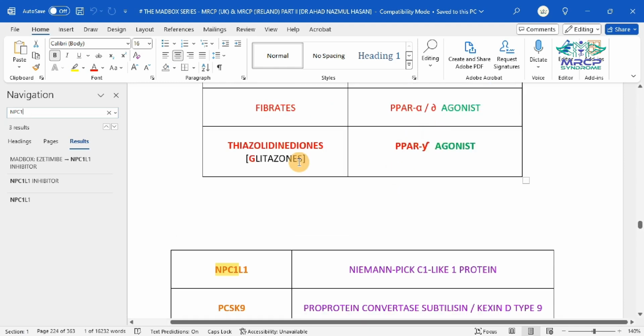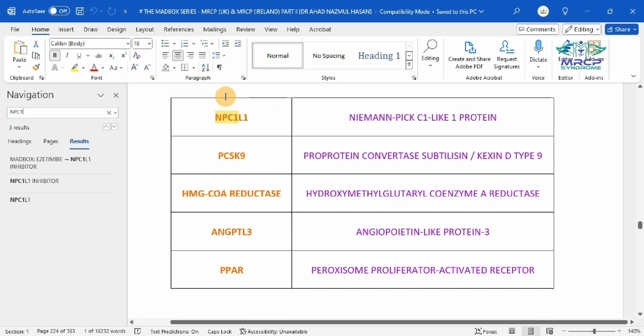And the PPAR gamma agonist, G for gamma, G for glitazones. Sometimes they will ask you regarding the full form, so you also need to read at least once or twice regarding the elaboration.